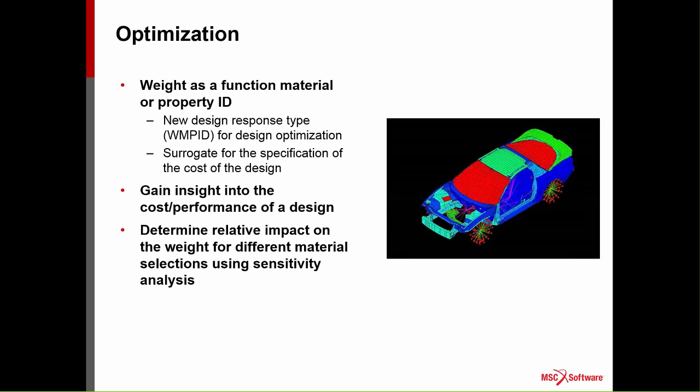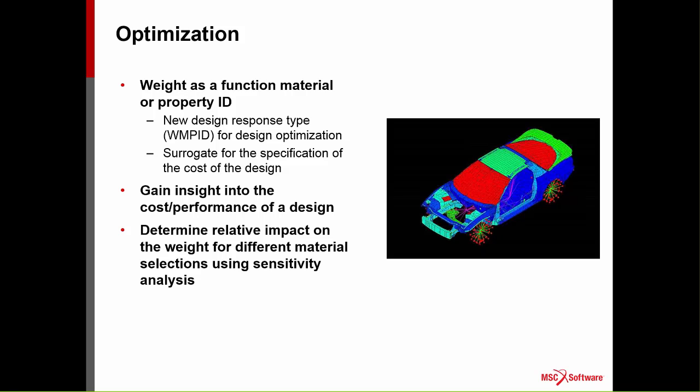Let's move on to optimization. Optimization has one particular feature. It's an extremely useful feature and perhaps something we should have done before. It allows you to treat weight as a response to optimize, but the weight is not the total weight of the vehicle; it can be tied to a particular property ID or material ID. So you could have one response function for the weight of the aluminum, another for the weight of the steel, and it gives you better insight in terms of your design, and whether I should do trade-offs in the design.